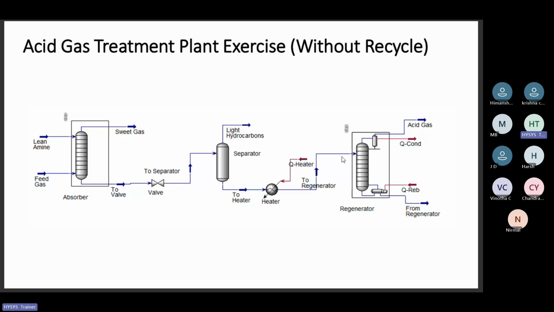But in the first part, we will not be checking for any recycle operation. After completing this, we will just see what concentrations we are getting over here, here, and here. After that, we will replace some of the equipment, like this heater with a heat exchanger, and we will see how we can form a recycle system into this.